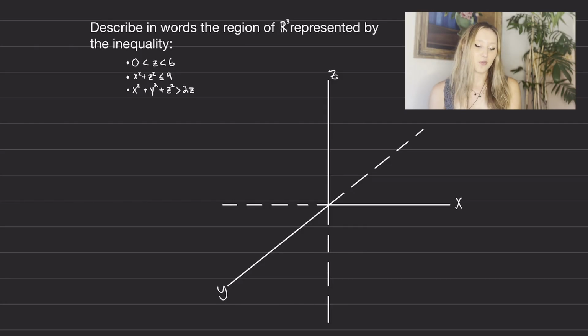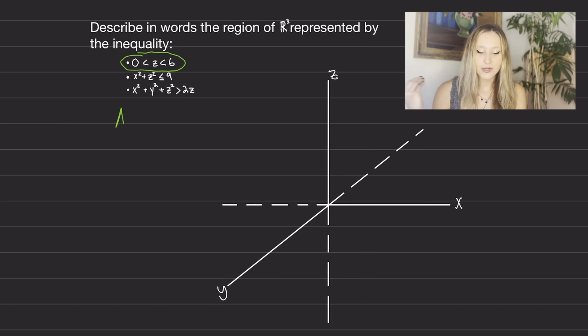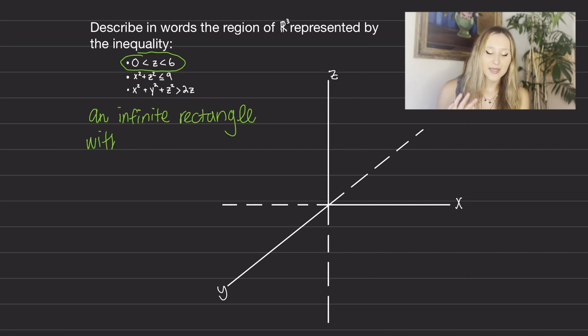Okay, let's just do a couple more problems. This time we're going to throw in some inequalities here. So we're going to describe, I'm not going to do it in words, but this is just a textbook example, the region of R cubed represented by the inequality. Let's do the first one. So the first problem is the space in between 0 and 6 in the z direction, not including 0 and 6.